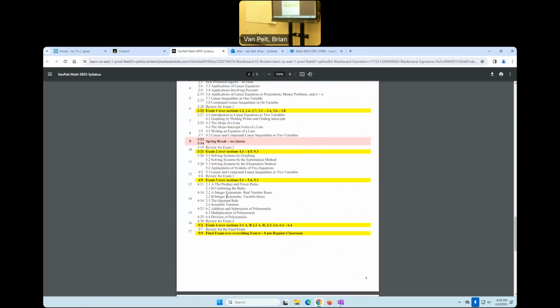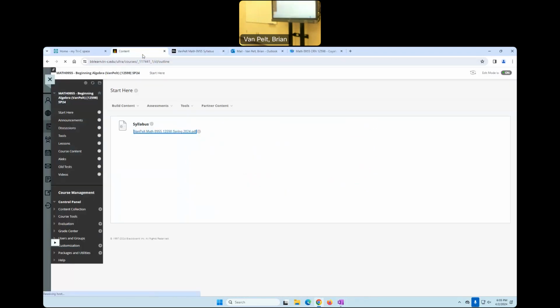Let's see what we got here. Okay, so today is the last section. We're just doing one section tonight: compound linear inequalities in two variables.